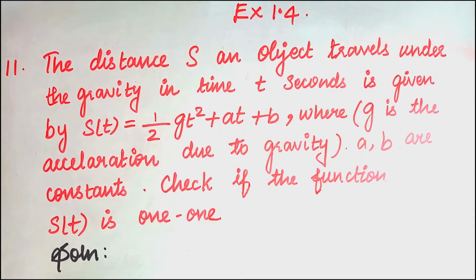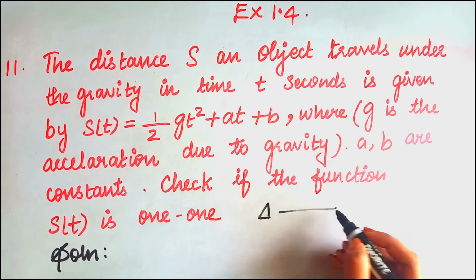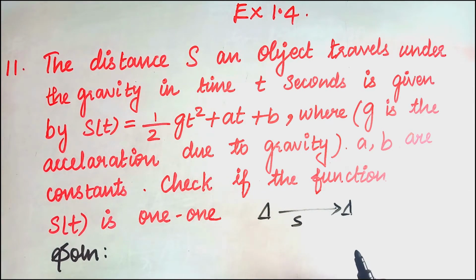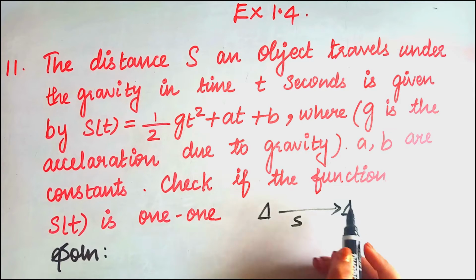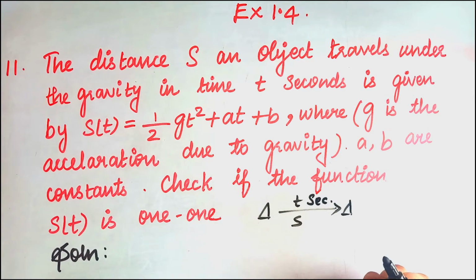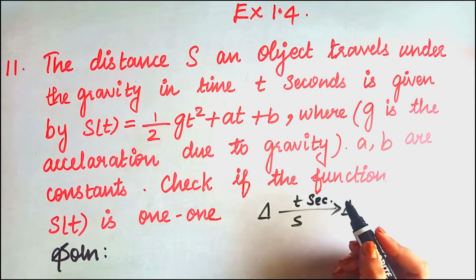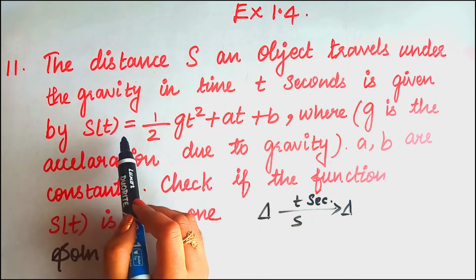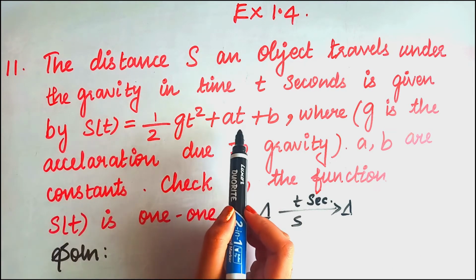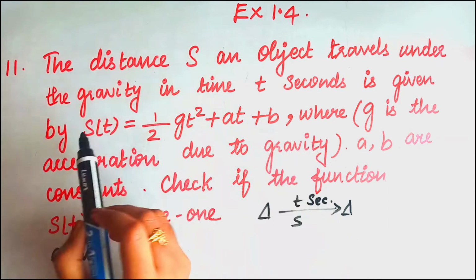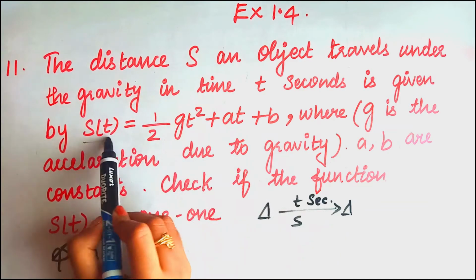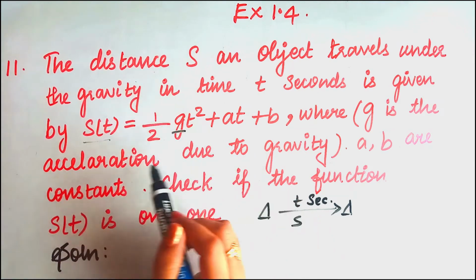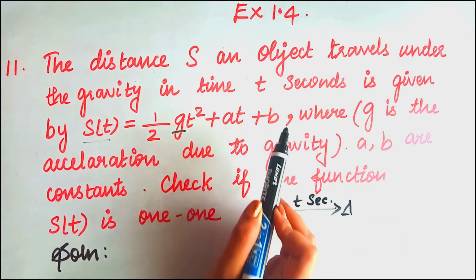In the question, they have given a particle which travels a particular distance, and they are taking that distance as s, and the time taken to cover that distance as t seconds. Now we have to calculate that distance and time in numbers, right? For that they are using a formula which is s of t is equal to 1 divided by 2 gt square plus at plus b. So they are calculating the distance and time using this equation. So this is the function s of t, where g is nothing but the acceleration due to gravity, and a and b are the constants.